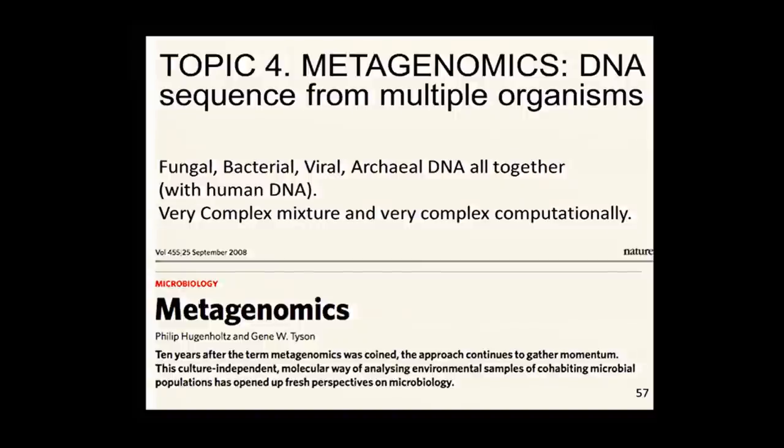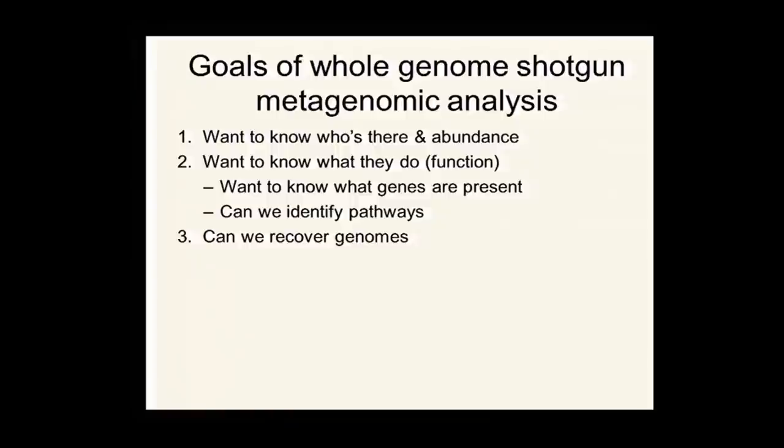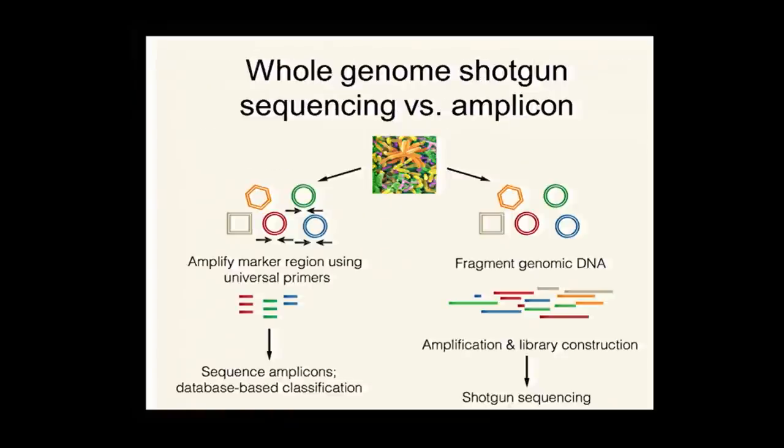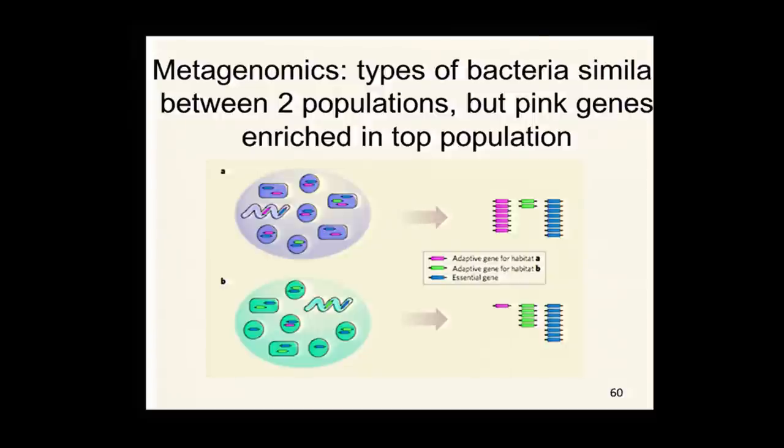I'm going to talk about metagenomics for 5 minutes. Metagenomics is this sort of shotgun sequencing from multiple organisms. You basically have a sample, like a stool sample, and instead of doing amplification of the marker genes, you're just going to fragment the DNA and sequence it. I can only say that metagenomics is really complicated analysis. This is why you would use it.